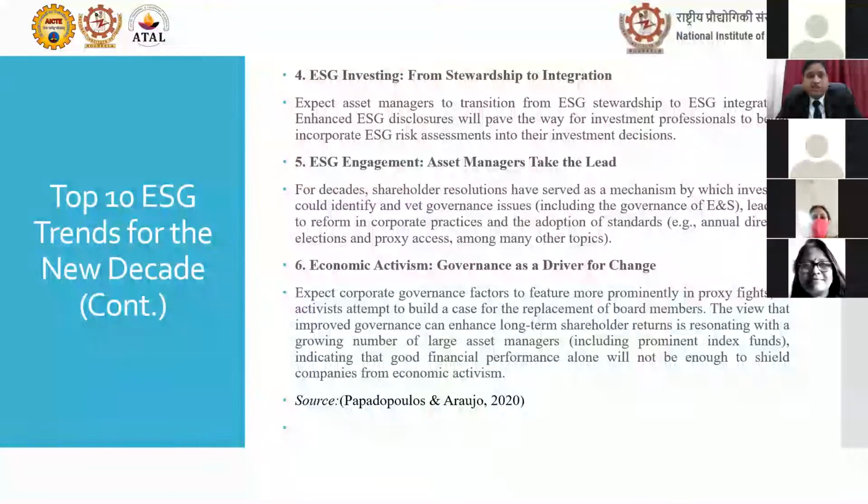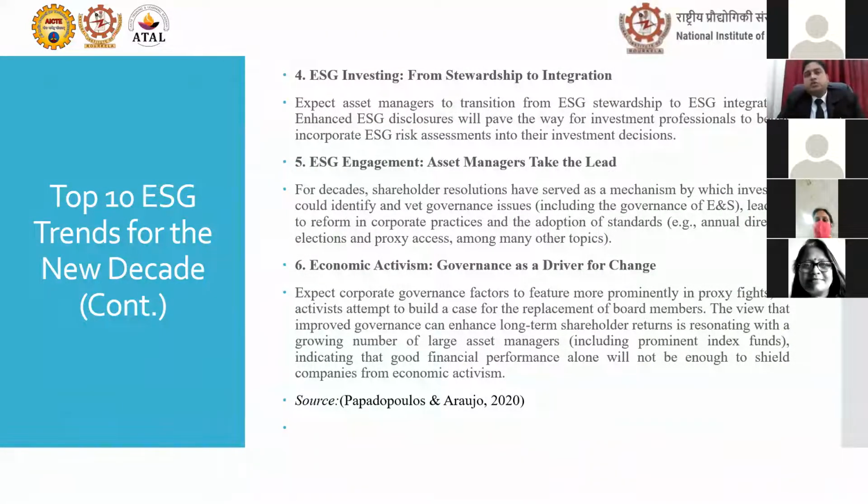Because ESG disclosure will pave the way for investment professionals to better incorporate ESG risk assessment. So ESG investing will become an integral part of the mandatory disclosure in the company. In some places it's voluntary, but in places like India and China there is a mandate, but I'll discuss that when I close this PPT. Then ESG engagement: asset managers have to take the lead. Why? Because these asset managers have to play a fundamental role in the disclosures, and they could identify the governance issues, right?